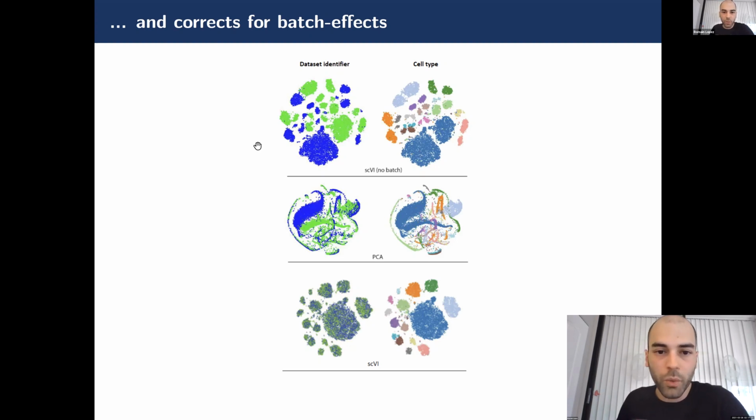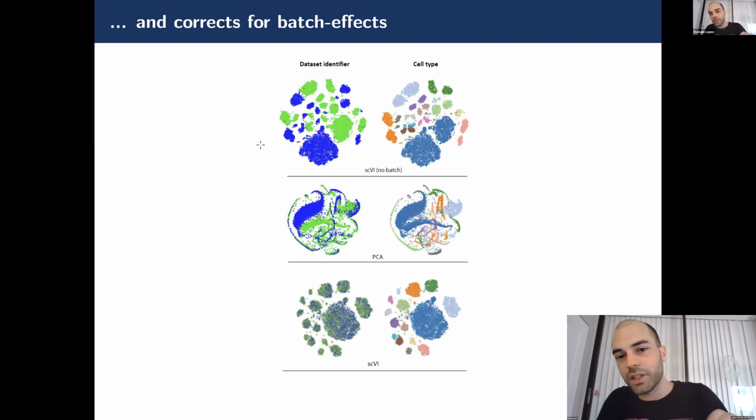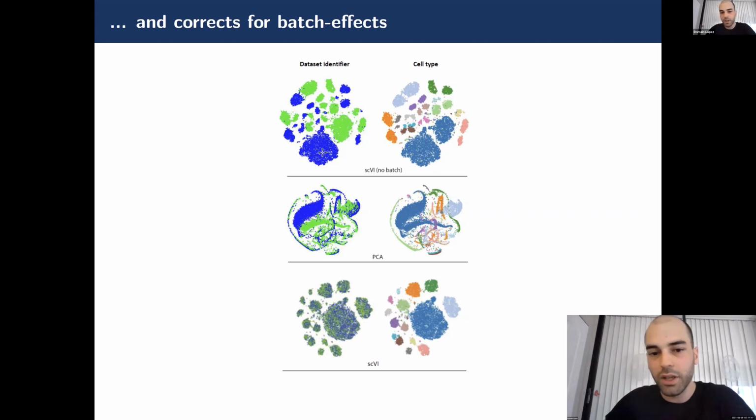So, SCVI without batch correction. Here, this is a data set of cells from the retina. Colors on the left mean data set, and on the right, colors mean cell type. What we would like to do is mix data sets, but still be able to distinguish cell types. If you look at SCVI without batch correction, it looks good because you can see the cell types, but it looks terrible because all the data sets are separated. PCA just doesn't look that good either. But when you look at SCVI applied with the batch, it really mixes the data sets, but we can still see the cell types.